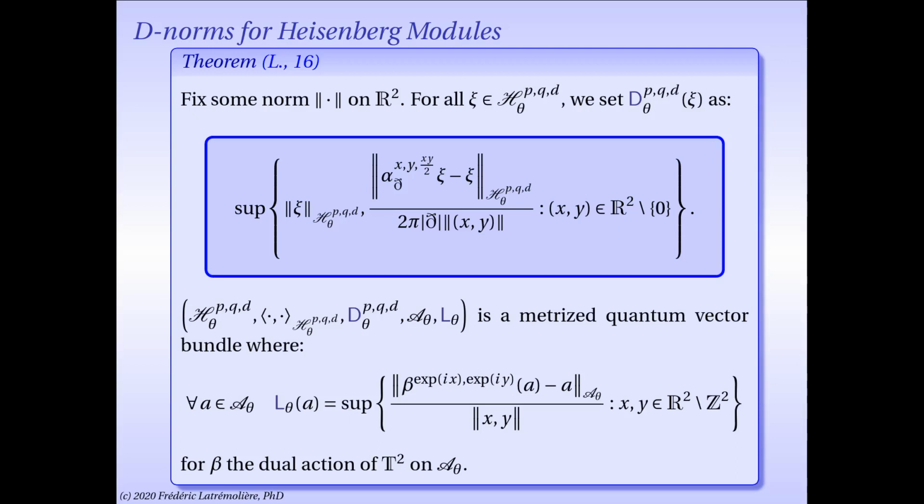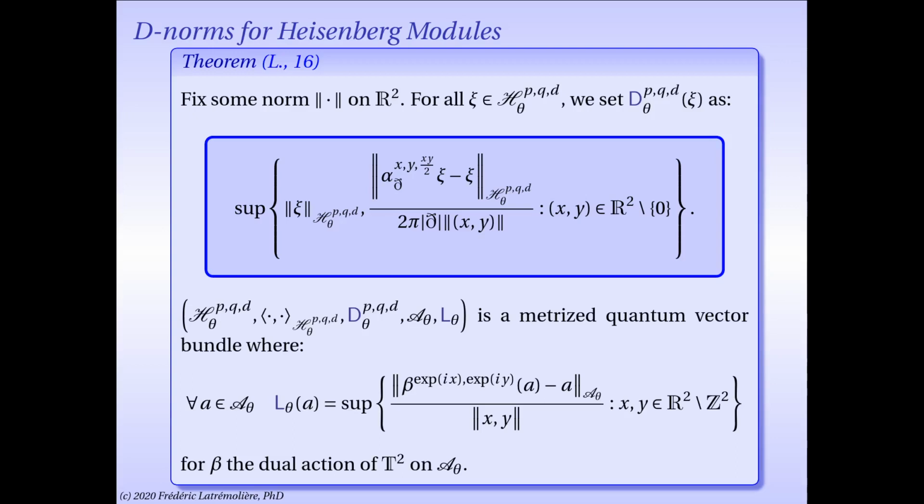Endowing the quantum tori with a natural metric from the dual action of the two torus, and using the length function induced by our choice of a norm on R squared, the Heisenberg modules are indeed metrized quantum vector bundles. We thus have several interesting examples of metrized quantum vector bundles.